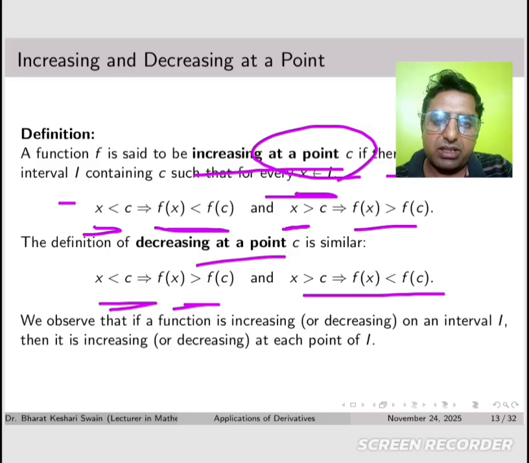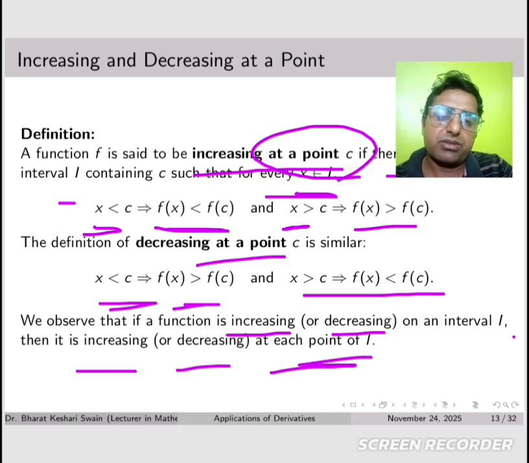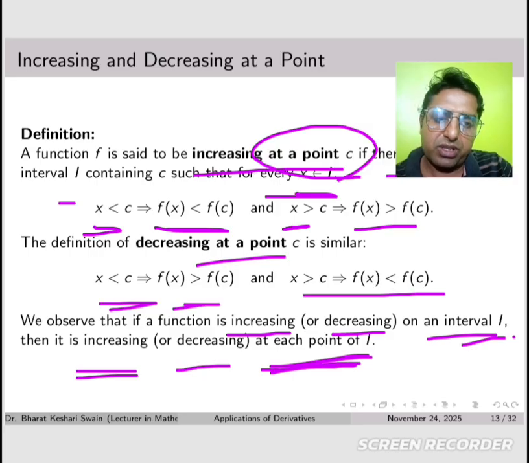So we have observed that if a function is increasing or decreasing on an interval I, then it is increasing or decreasing at each point of I. If a function is increasing on an interval I, then it is also increasing at each point of I. In the interval, there are infinitely many points. So if it is increasing on an interval I, that means it is increasing at each point of I.